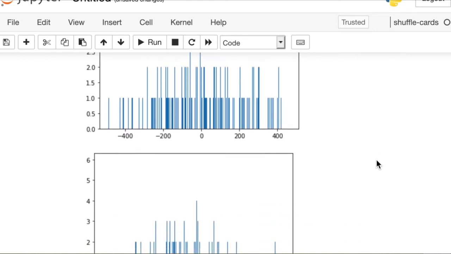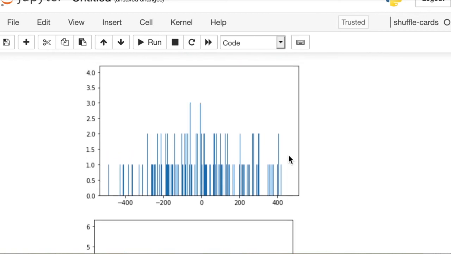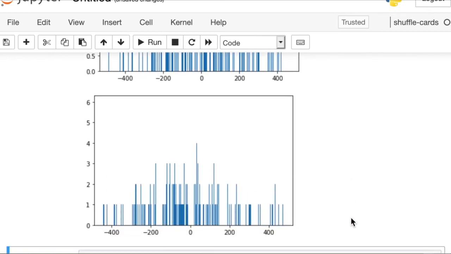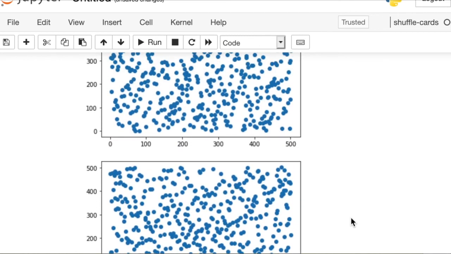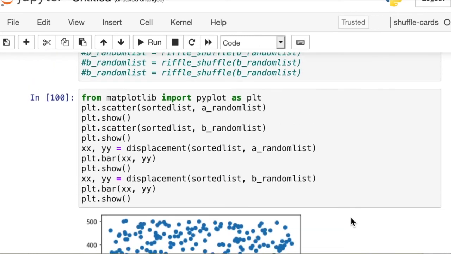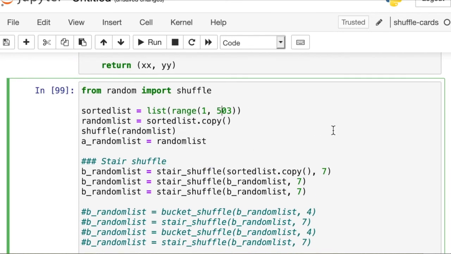Here, in our stair shuffle, we have a little bit more repetitions, at least one time. But it's still a bell kind of shape, and that's a good sign. So I think if we apply the stair shuffle 3 times with a limit of 7, it's good enough for a deck of 500 cards.